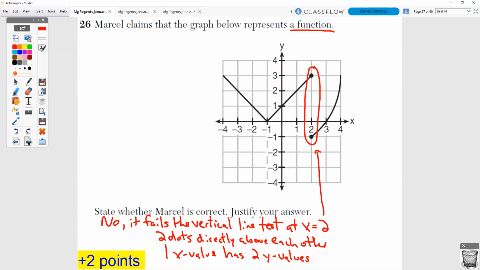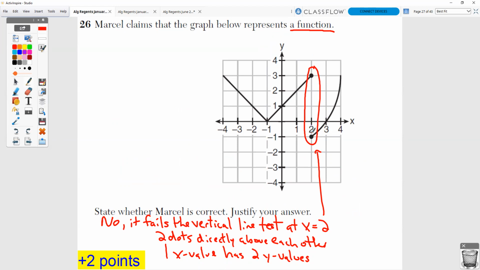In question number 26, Marcel claims that the graph below represents a function. State whether Marcel is correct, justify your answer. So this is not a function. You had to say no, that it is not a function. And you could say it for a couple different reasons. Right here at x equals 2, you can see that there are 2 points directly above each other. Since there are 2 points directly above each other, it fails the vertical line test.